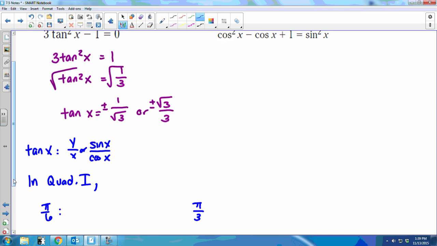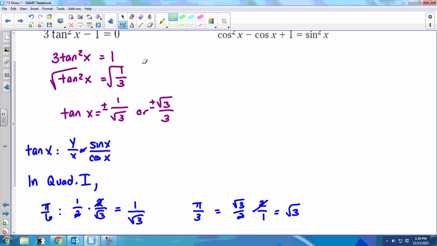Pi over 6, you would take y, 1/2, divided by the square root of 3 over 2. So you multiply by the reciprocal. At pi over 3, you would have the opposite, the square root of 3 over 2 divided by a half, so times 2 over 1. And so it looks like this is where the correct answer is at pi over 6. So I know that one of the solutions to this equation is pi over 6.